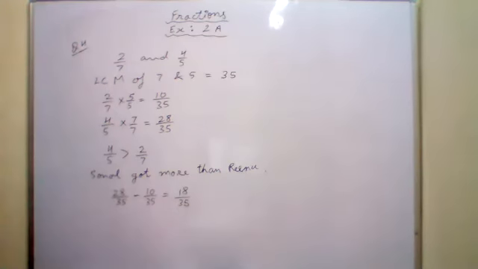So in the last also you can write a statement. Sonal has got 18 upon 35 more than Renu. Let's start with question number 5.